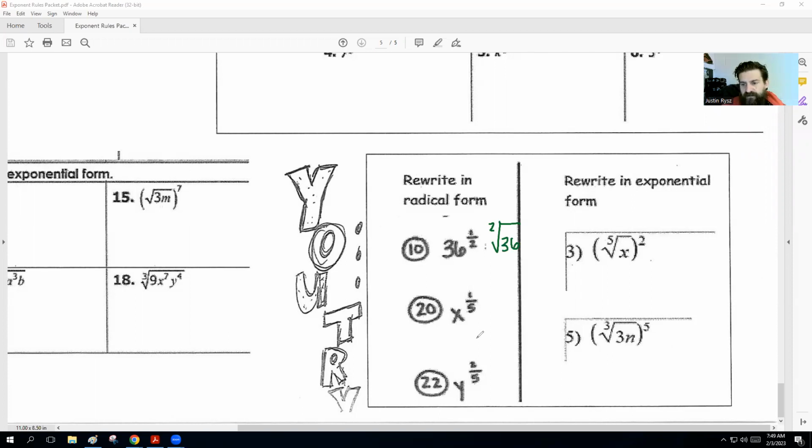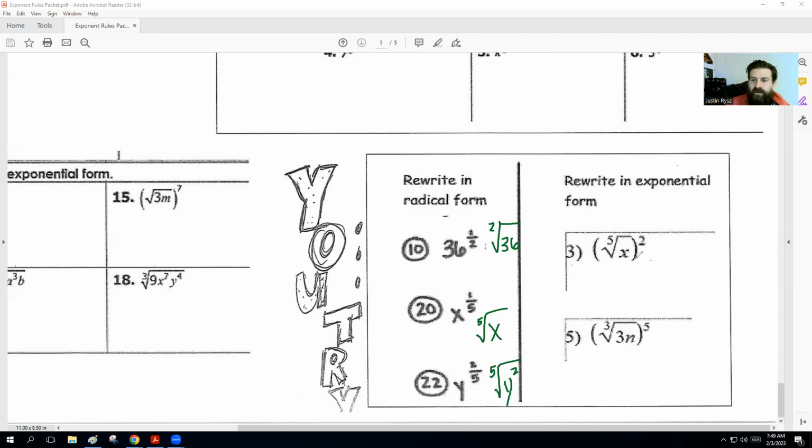All right, x to the 1/5 power. Okay, x is our base. The radical would be the 5th root, and we're going to leave that as to the 1st power, so we can leave that as x. So it's just the 5th root of x. And y to the 2/5 power. Y is our base. The index would be 5, and we are going to say y squared on the inside. Or I guess we could have put it in parentheses and go through.